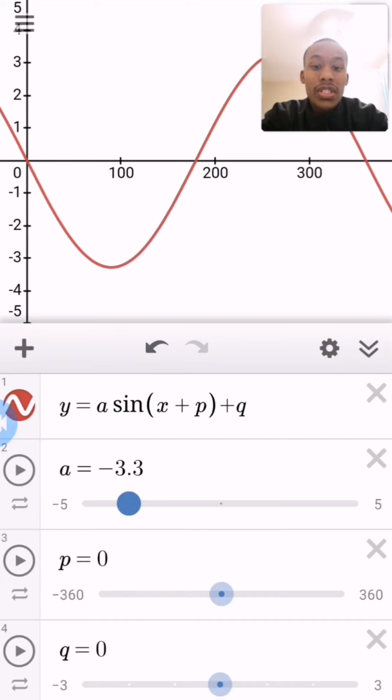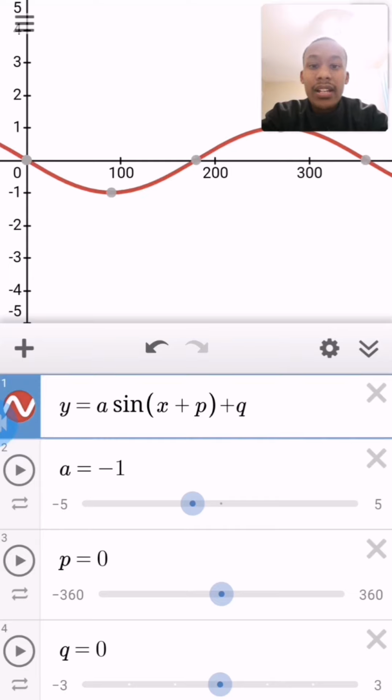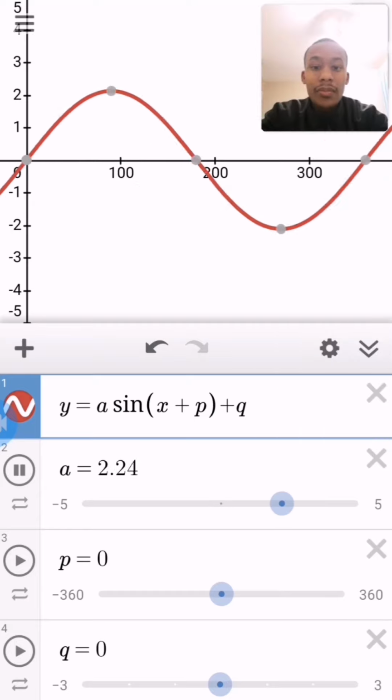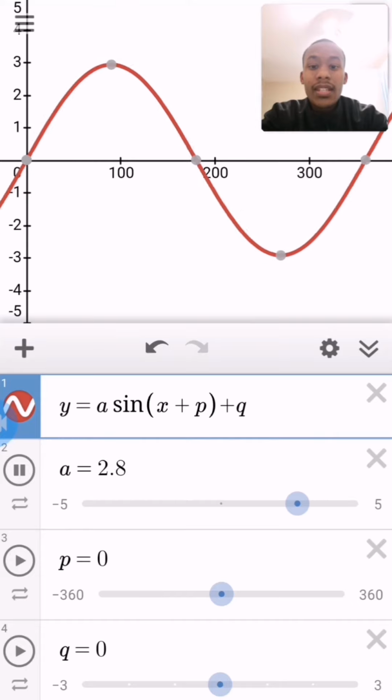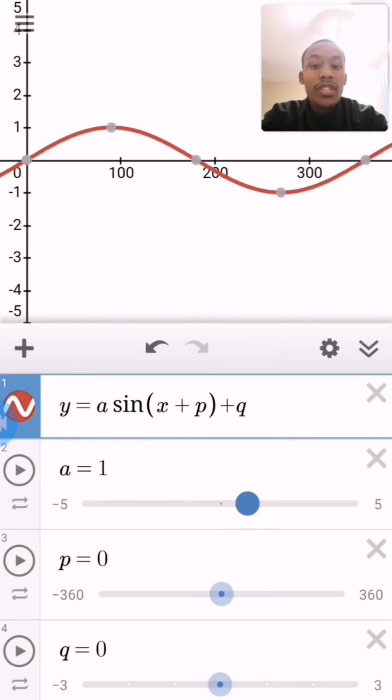So if this was just a regular sine graph, let's make it -1 times sine. Then our minimum point is actually at 90. And our maximum point will then be at 270. Okay, so it just flips, right? Okay, so let's just continue. There you go.